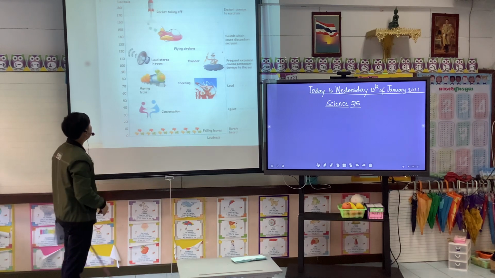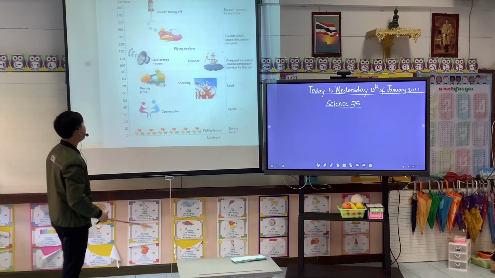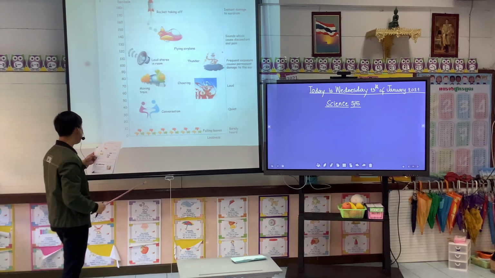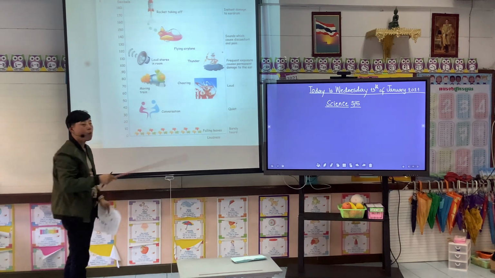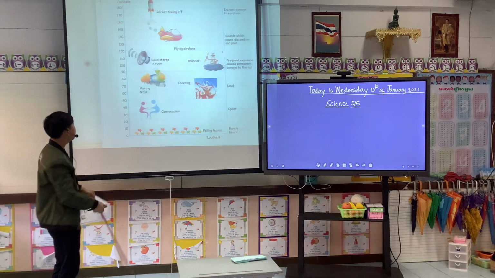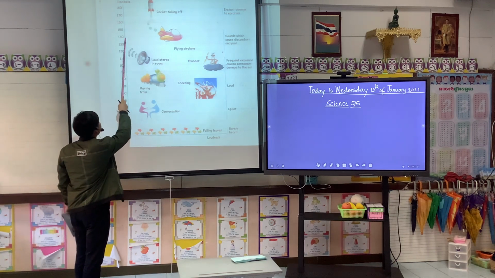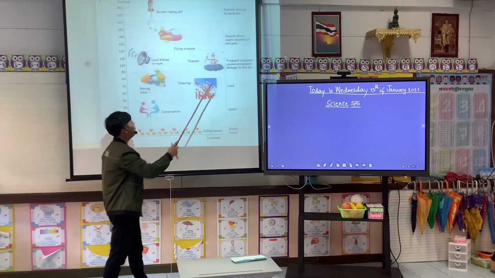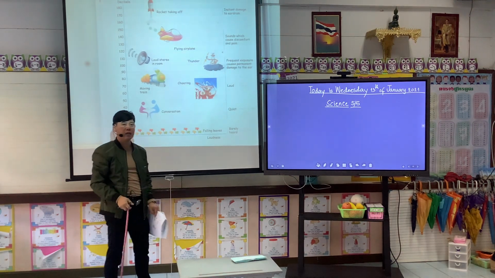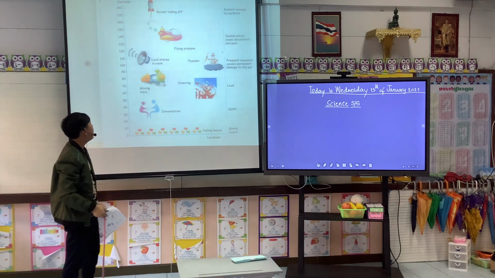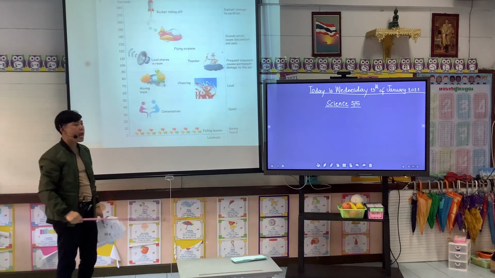Next, how about the flying airplane? A flying airplane is from 120 to 150. It means it's quite high. The loudest is from 120 to 150. It means sounds which cause discomfort and pain.